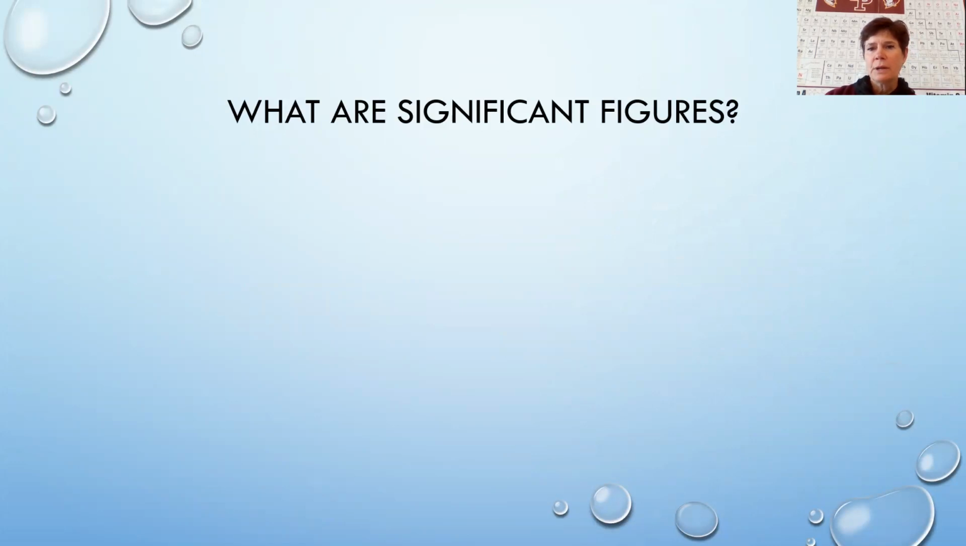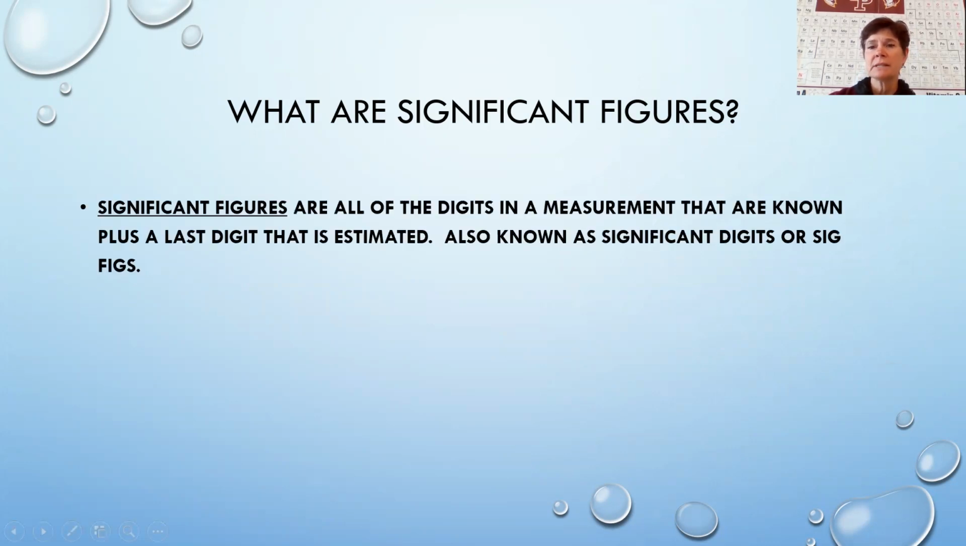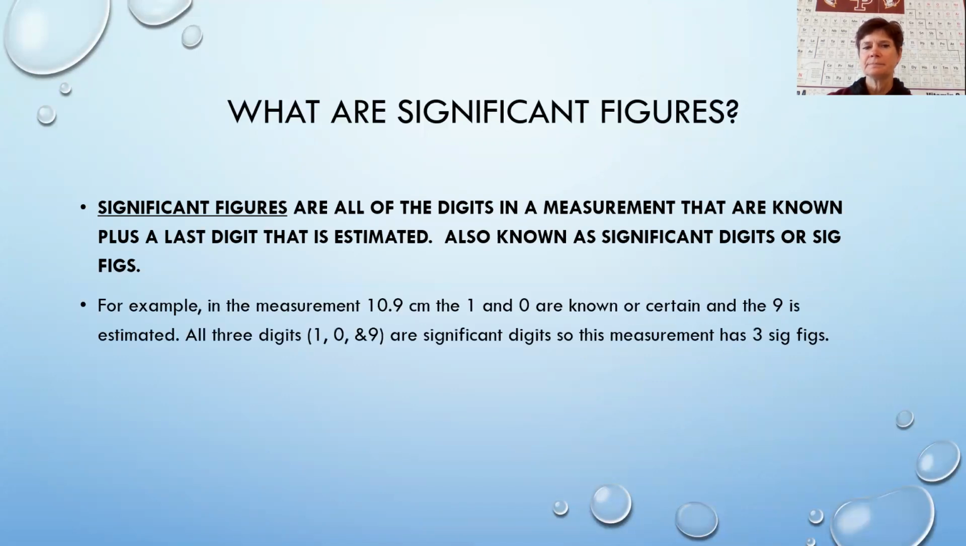The first question is, what are significant figures? And the answer to that question is very specific. They're not things like important things. They are specifically all of the digits that are in a measurement that are known, plus a last digit that we estimate or is estimated for us. These are also known as significant digits or sig figs.